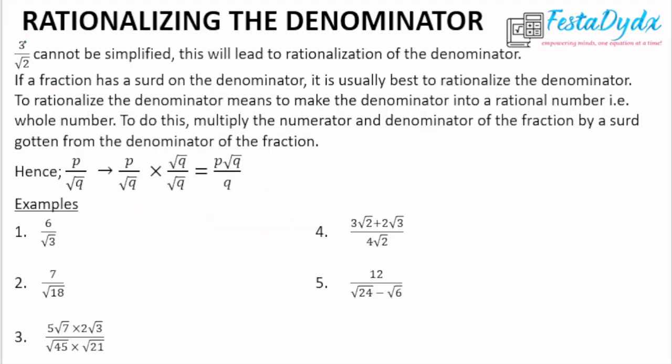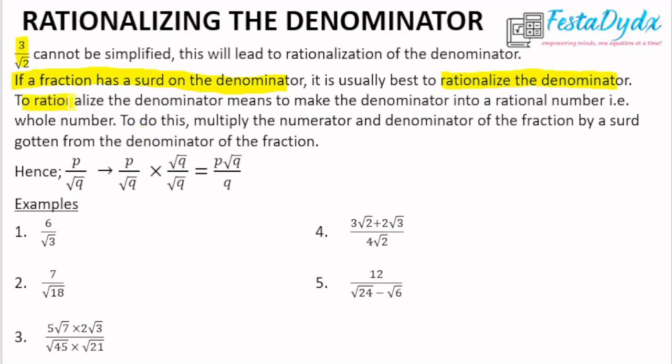So here we have 3 over root 2 cannot be simplified. With what I just explained, you should know that it is not possible for us to simplify 3 over root 2. So this will lead to rationalization of the denominator. If a fraction has a surd in the denominator, just like 3 over root 2 and the other examples I explained before, it is usually best to rationalize the denominator. You saw how I rationalized that. So let's take our explanation further.